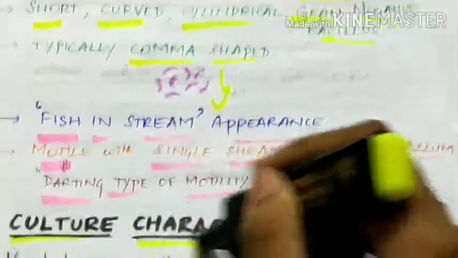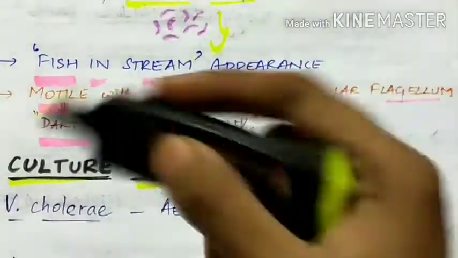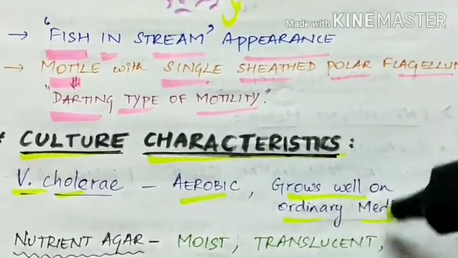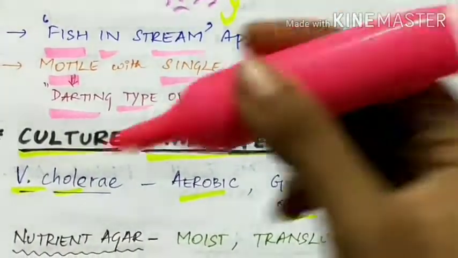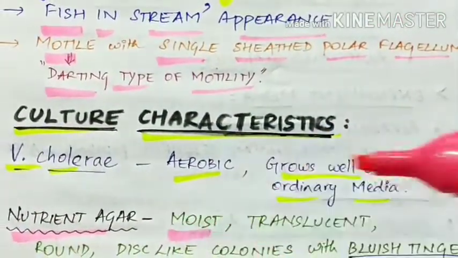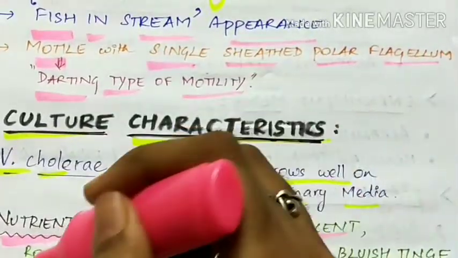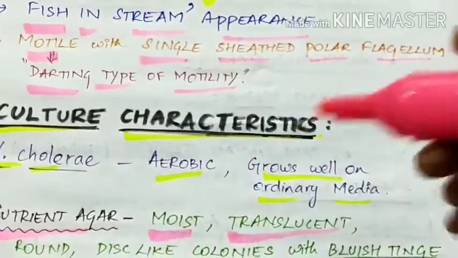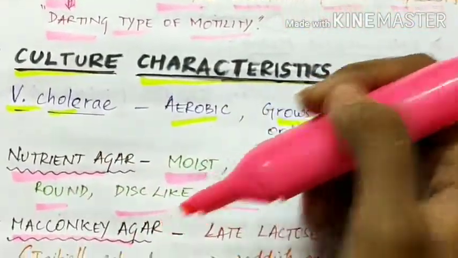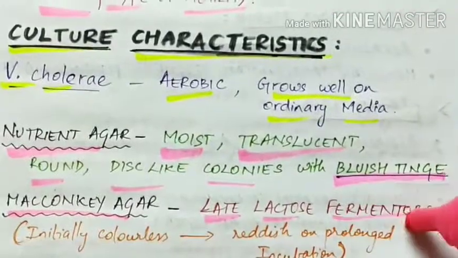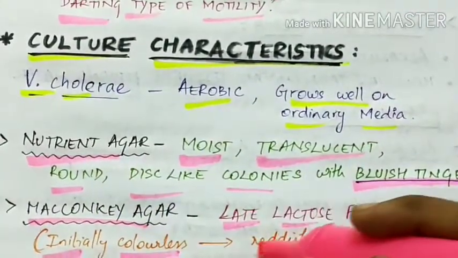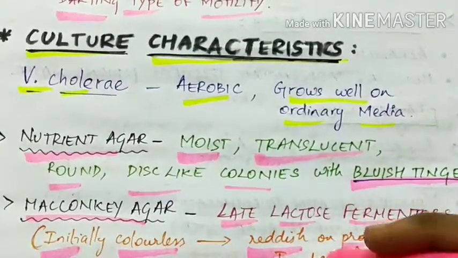Next is culture characteristics. The Vibrio cholerae is aerobic and it grows well on ordinary media. On nutrient agar, they produce moist, translucent, round, disc-like colonies with a bluish tinge. In MacConkey agar, they are late lactose fermenters. Initially they produce colorless colonies which later turn reddish on prolonged incubation.